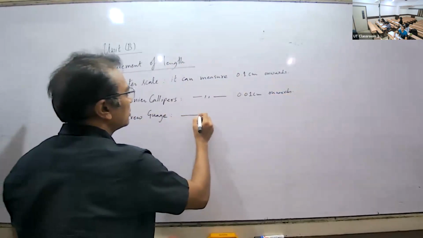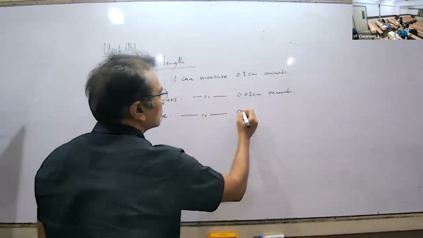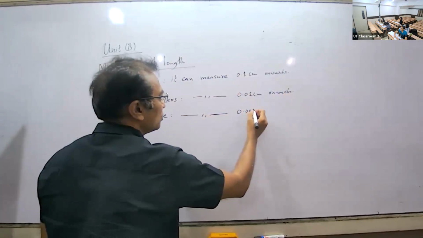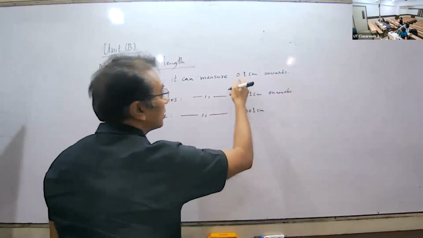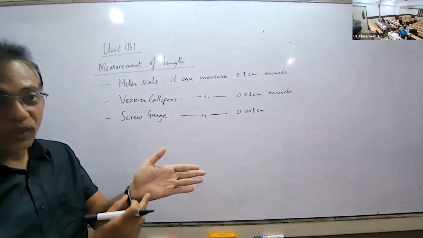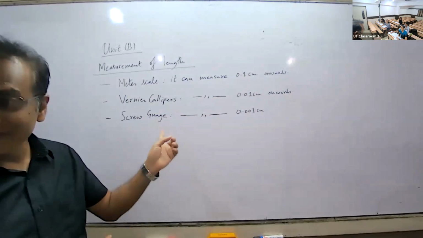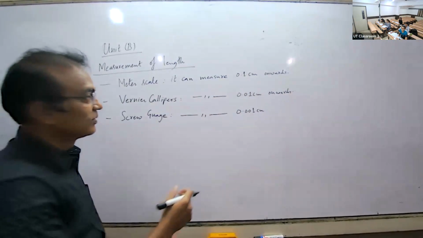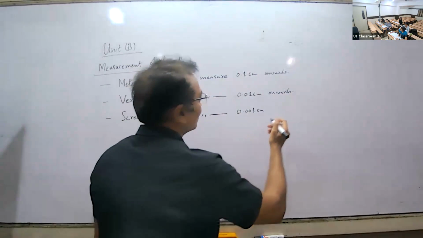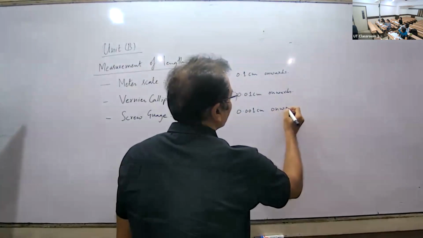The screw gauge can measure how much? 0.001. So you make 100 parts in 1 millimeter, and one part of that is what a screw gauge can measure. Isn't it interesting? Now these are new instruments that you're seeing, right?